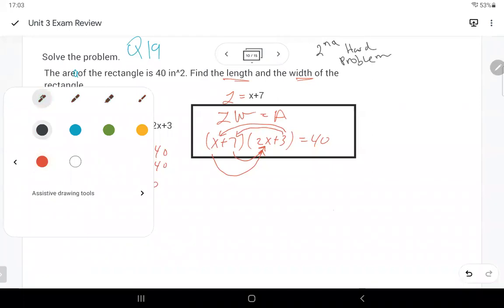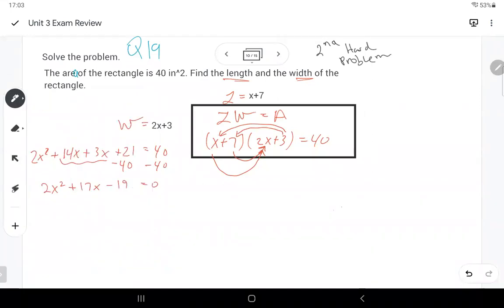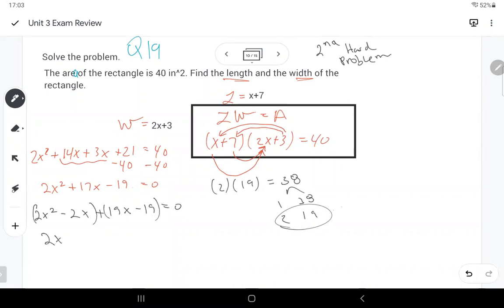And now remember, your process is to take 2 times 19. And that's going to get us, let me find my written problem. Here it is, 38. Surprisingly, the factors we need are in fact 2 and 19. So we're going to do 2x squared minus 2x plus 19x minus 19 equal to 0. We're going to go straight to factoring. We're going to factor out a 2x and have x minus 1 left. And then we're going to pull out a 19 and have x minus 1 left.